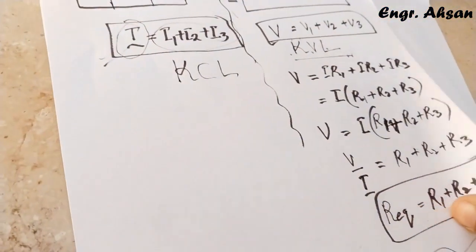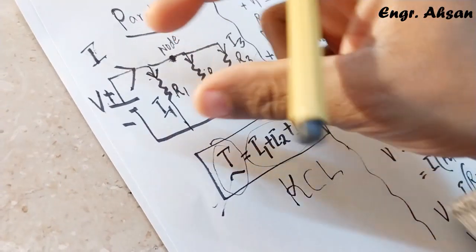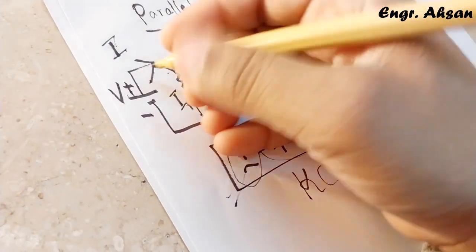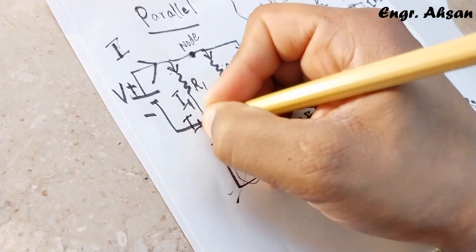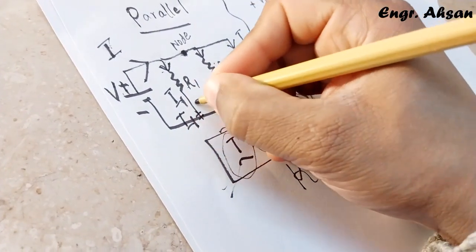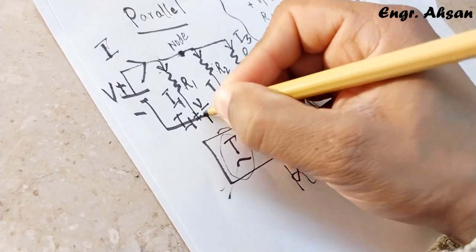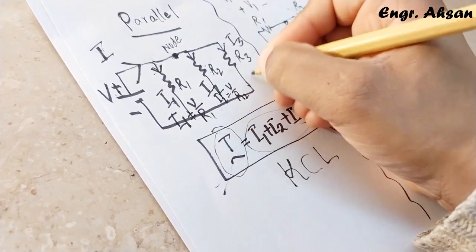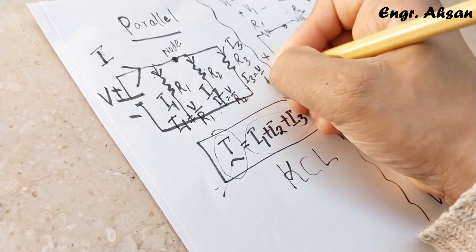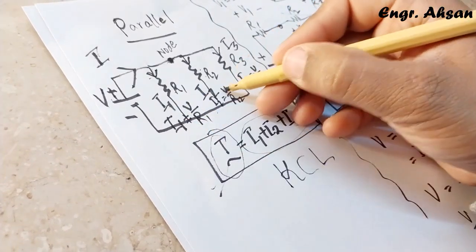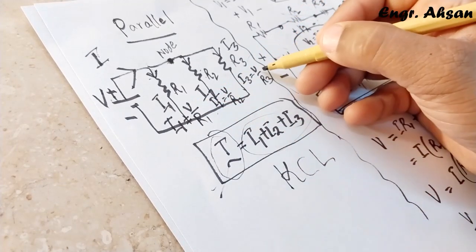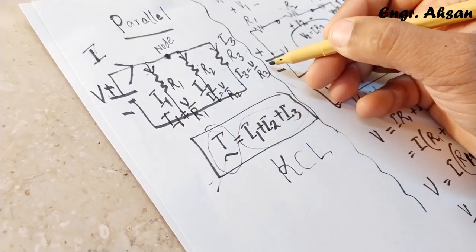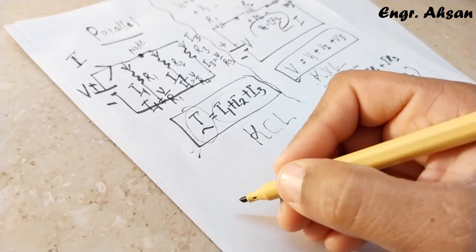Here, as I told you, the voltage remains the same. So if you want to calculate I1, according to Ohm's law, I is equal to V over R, so V over R1. I2 is equal to V over R2, and I3 is equal to V over R3. Why? Because the voltage remains the same, so we are not writing V1, V2, V3, but the resistors are different. That's why we are writing R1, R2 and R3. All right, so let's apply this equation.